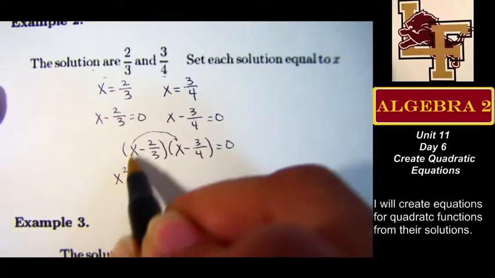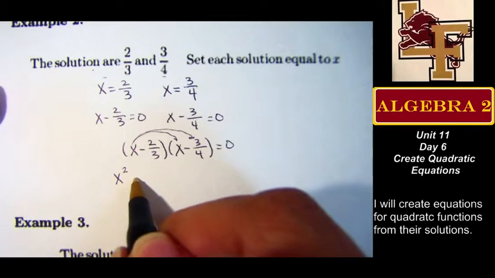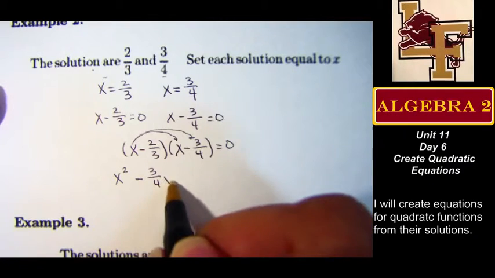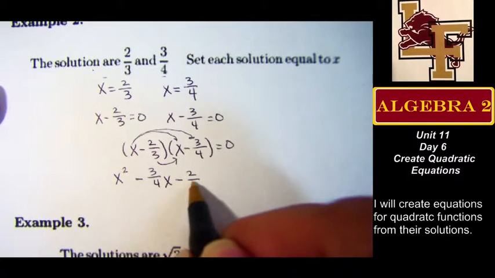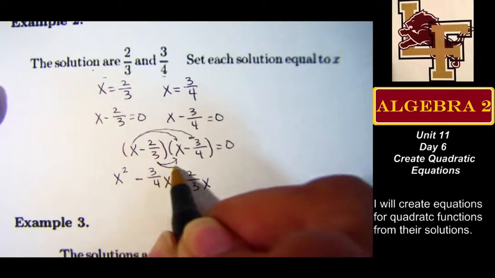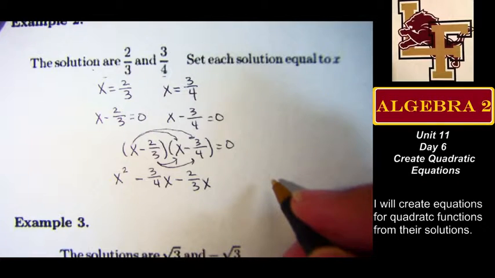X times x is x squared. X times negative 3/4 is? Yep. Negative 2/3 times x is? Negative 2 or 3x. Good. And negative 2/3 times negative 3/4. I don't know.